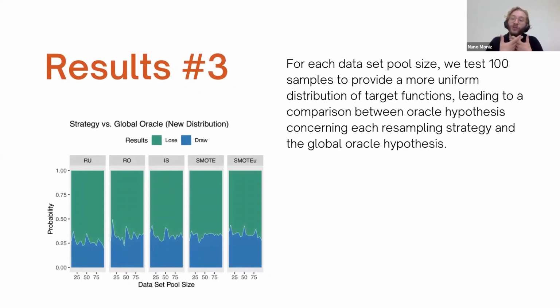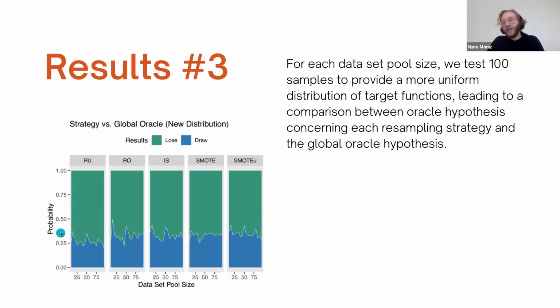Basically, what we did was trying to simulate this uniform distribution of functions, generating samples from like 5, 10, etc., up to 100 percent of the pool size, and trying to get the most uniform samples that we could with those thresholds, and then make again the same comparison of the best one for each strategy and the best one globally per data set. And now the results are a bit different.